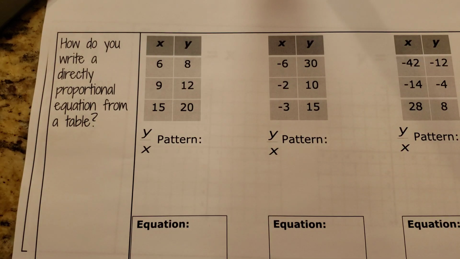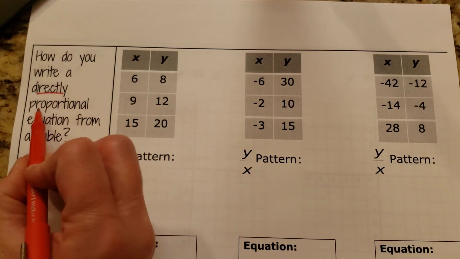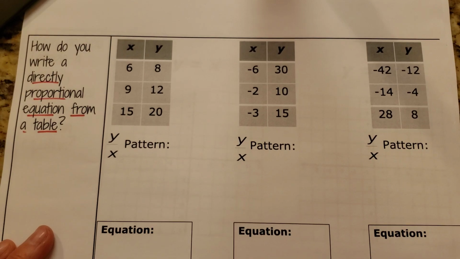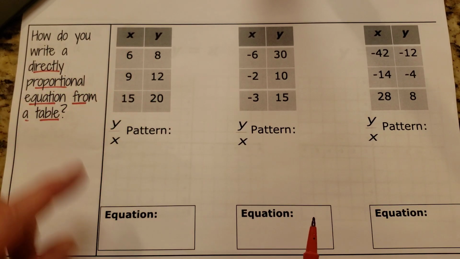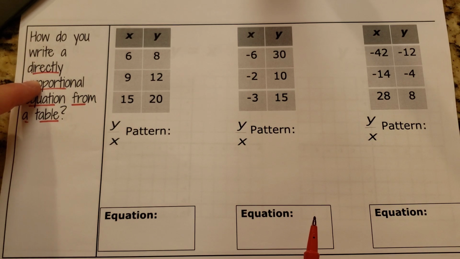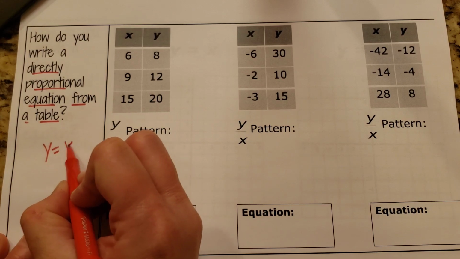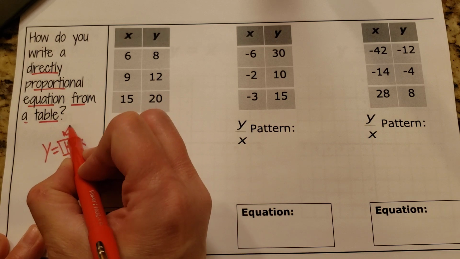All right, our next goal is going to be how do we write a directly proportional equation from a table. So here in these next 3 examples, I'm going to give you a table of x and y coordinates, and I'm telling you that it's directly proportional, and I'd like you to write the equation. Remember, the equation of a directly proportional relationship is y equals k times x, where that k is the slope.